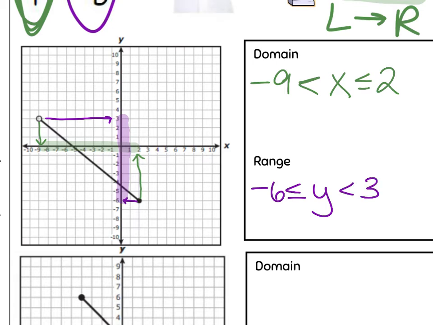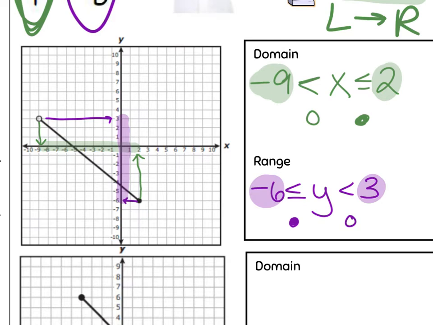So is it literally just the same thing like we've been doing, or is it anything different to it? This is still linear, so this is just a review of that, yeah, so it should be the same. Negative 9 to 2 with an open circle and a closed circle, and then negative 6 to 3 with a closed circle and then an open circle. We have to get the notation correct. Knowing what it is is half the battle, and writing it correctly is the main problem when it comes to domain and range.